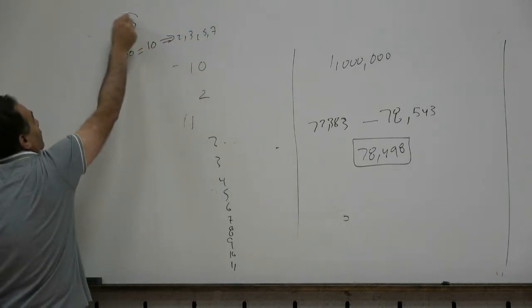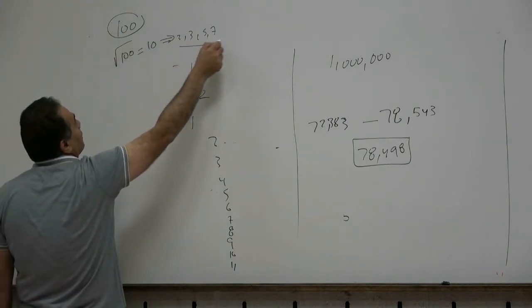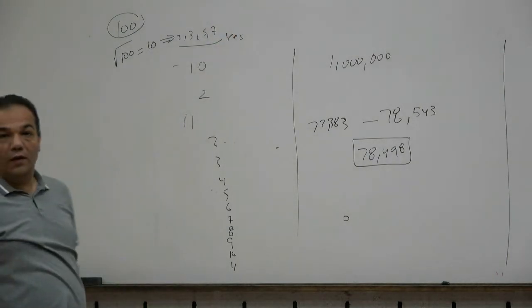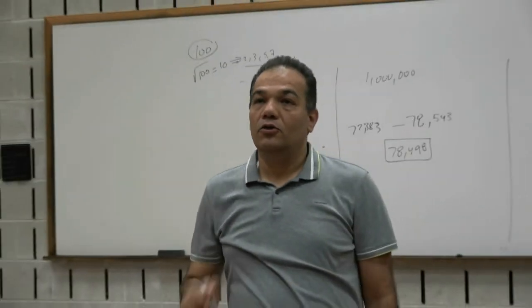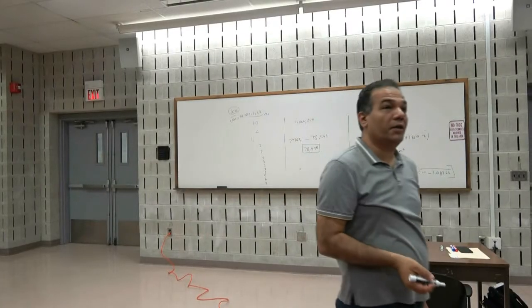Alright. Is 100 divisible by any of these? Yes. Then it's not a prime. So I don't have to check all the numbers from 1 to 99. I just take the root and see the primes less than that root, and I'll try them out.